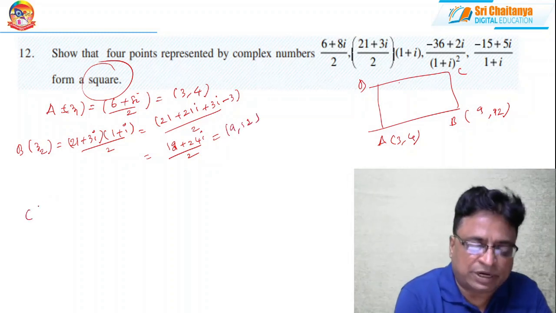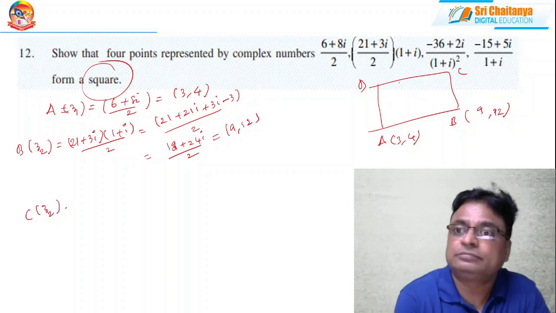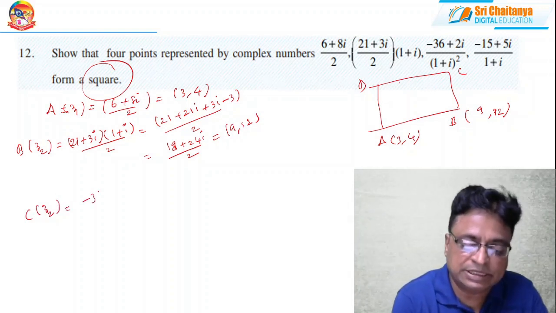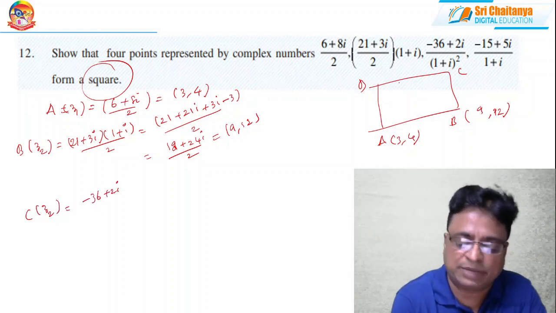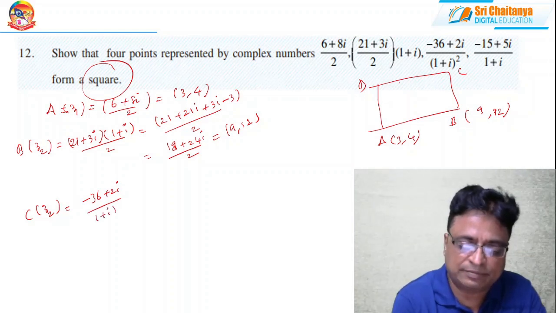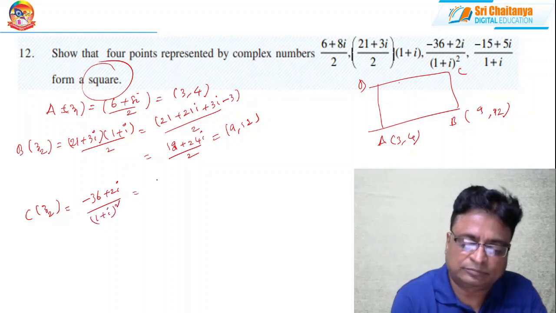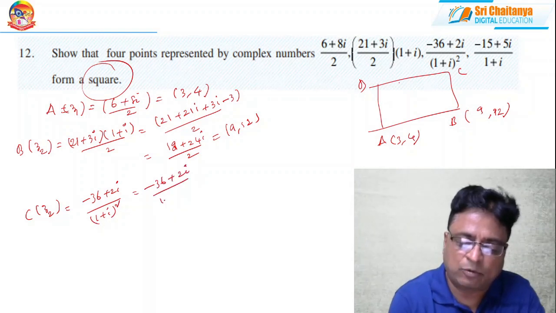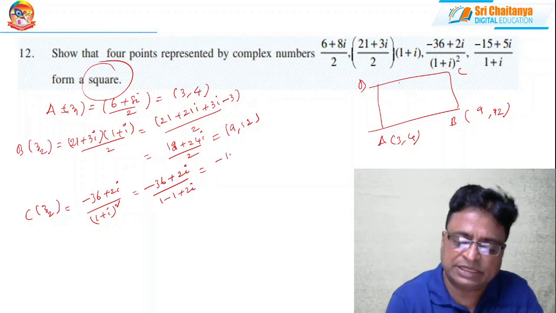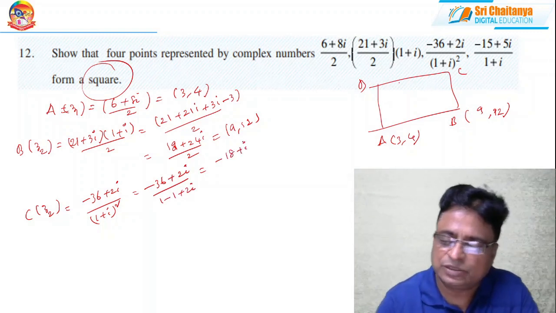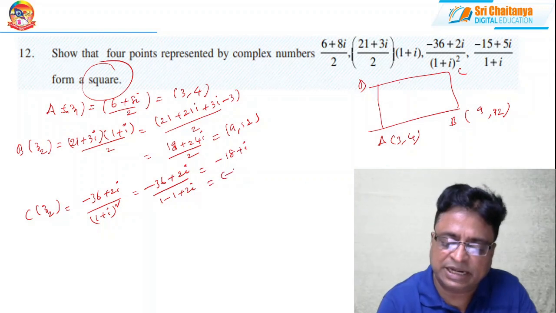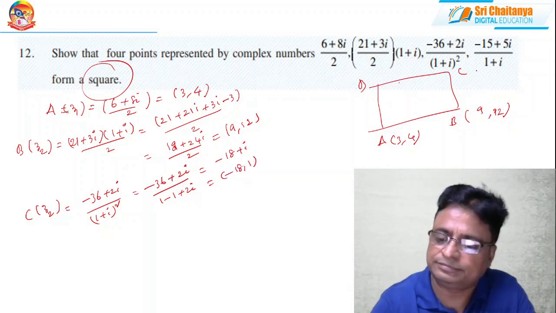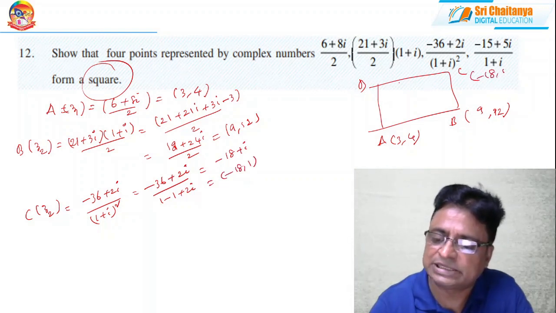And of course, the coordinates for C, z3, that is (-36 plus 2i) by (1 plus i) whole square. That is (-36 plus 2i) by (1 minus 1 plus 2i). After simplification, it is -18 plus i. So this is (-18, 1).